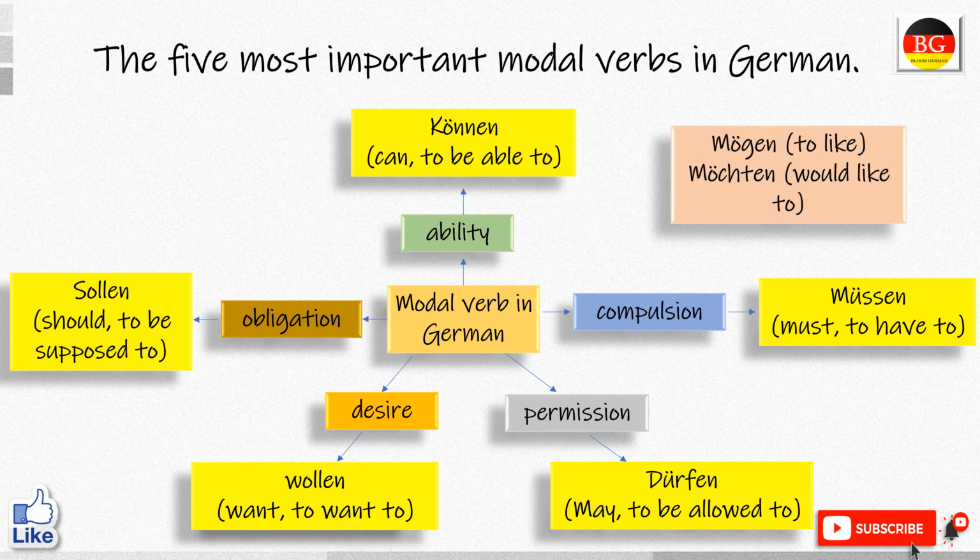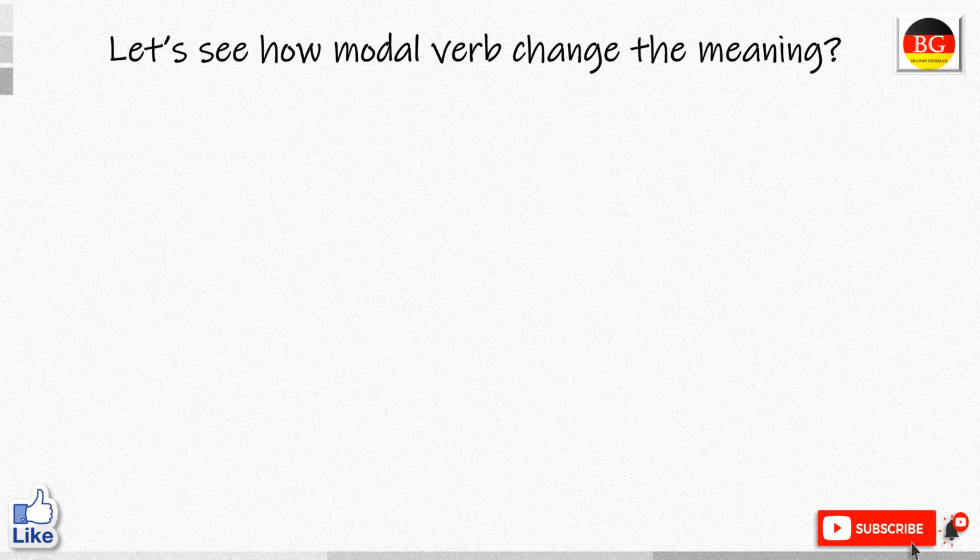Rather than this, there are 2 more important modal verbs: mögen bedeutet to like, möchten bedeutet would like to. That we will see in detail in the coming slides. So let's move forward. Now let us see how the modal verb changes the meaning of a sentence.